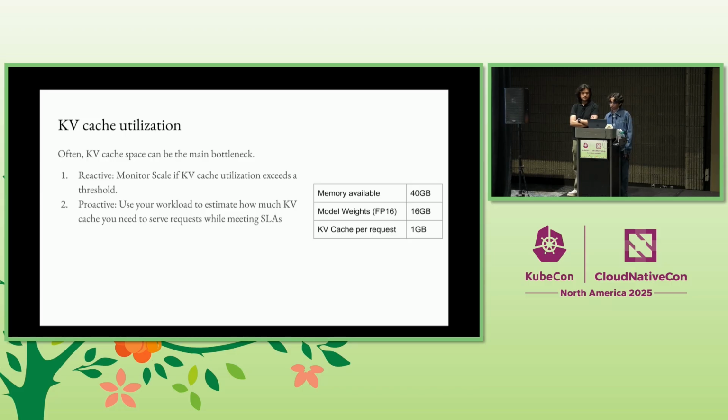Your alternative solution is to profile your workload and, using the calculations that we did earlier, so estimating how much KV cache you need to serve every request, you can see how much you need to run at a particular queries per second. And you can use that measurement to scale up your nodes because you can estimate how much GPU memory each additional pod is giving you.